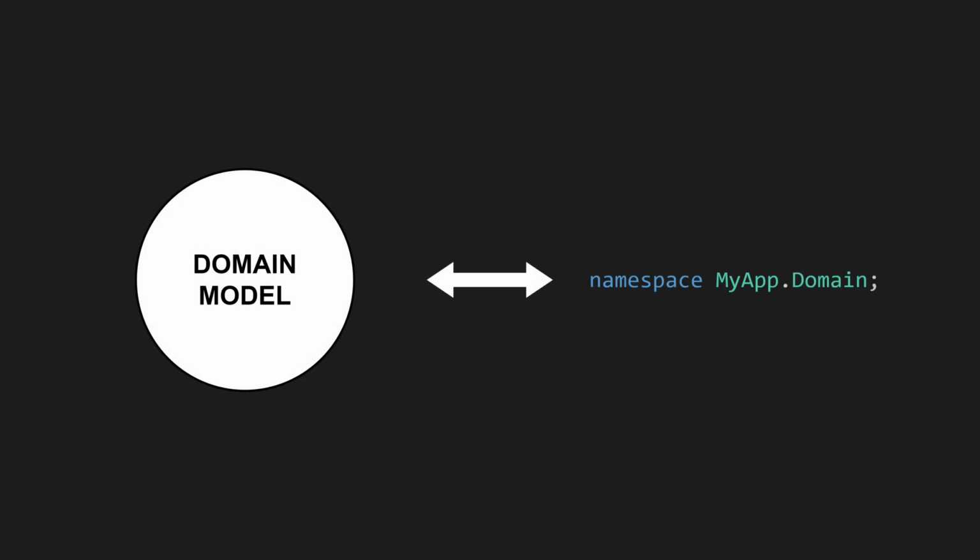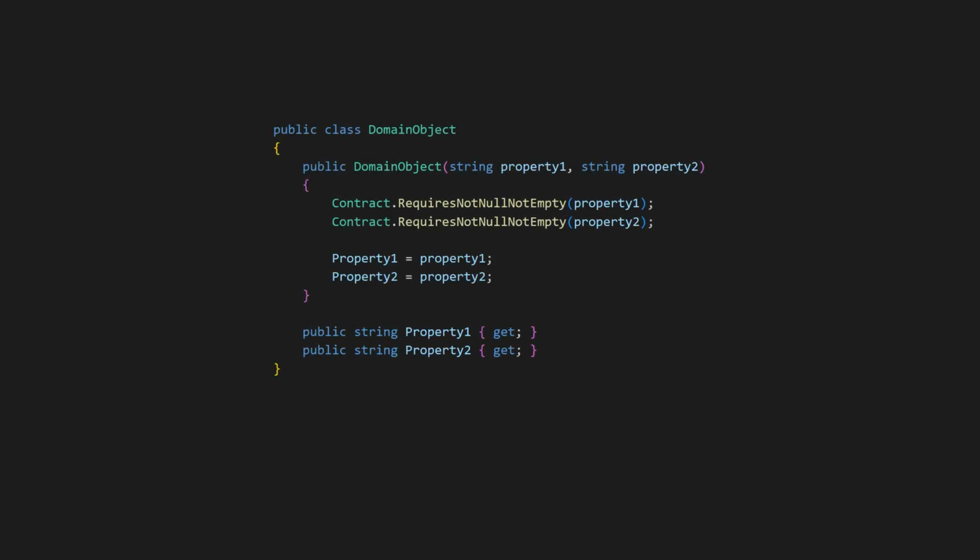But how do we keep the diagram and the code in sync? There are tools that can generate classes from diagrams and vice versa, but so far I haven't found any tool I'm happy with. So I prefer maintaining both separately, making it a responsibility of the architect to keep them in sync.